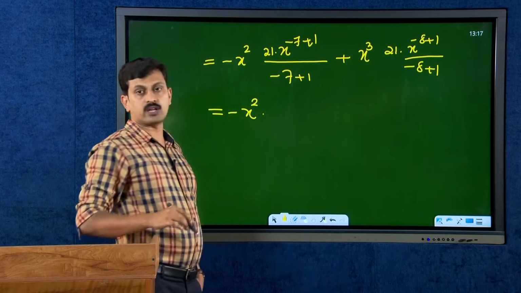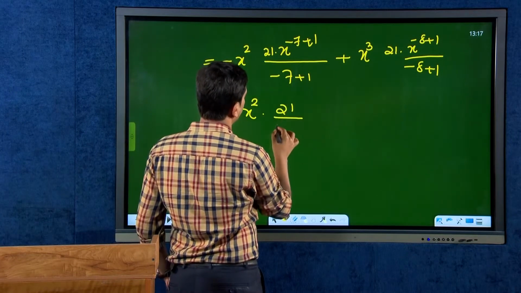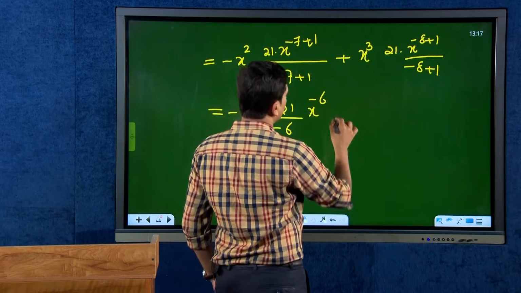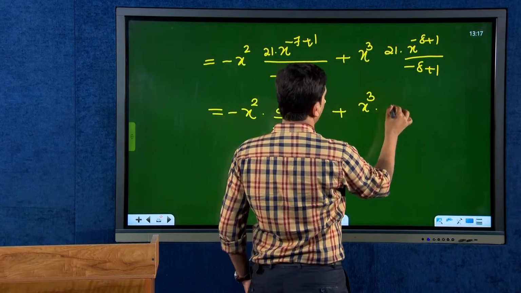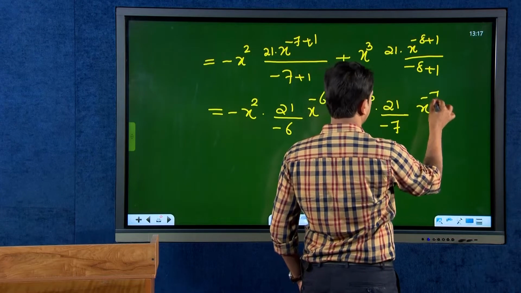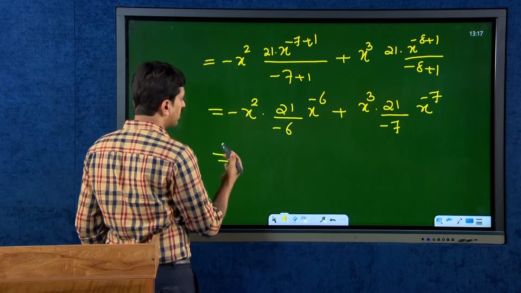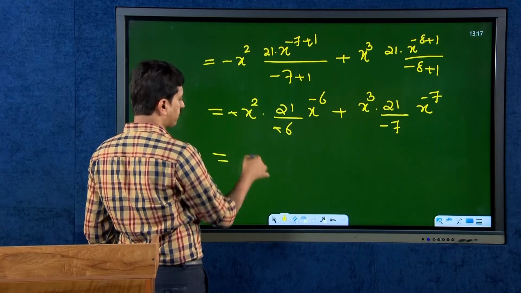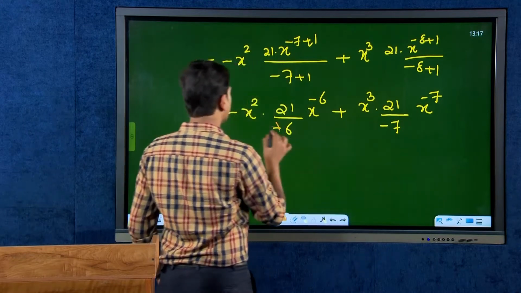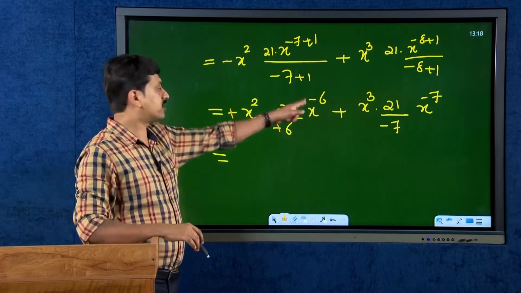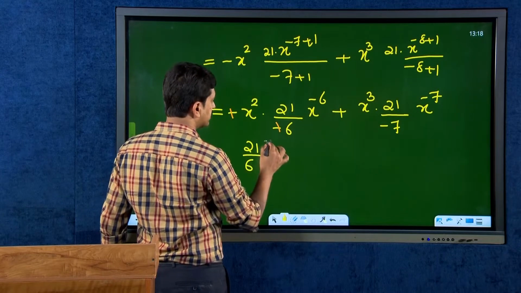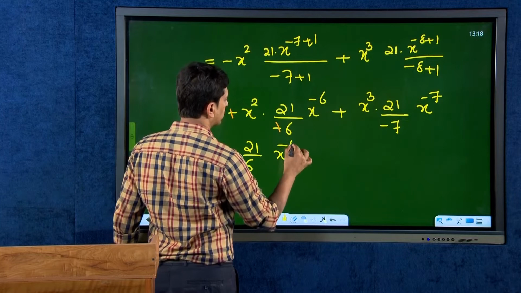Okay, therefore, this is equal to minus x square into 21 divided by minus 6 into x raised to minus 7 plus 1, which is minus 6, plus x cube into 21 divided by minus 7, x raised to minus 8 plus 1 is x raised to minus 7. See, dear students, minus and minus will be positive, therefore we will make it positive: x square into x raised to minus 6, 21 divided by 6, into x raised to minus 4 is here.